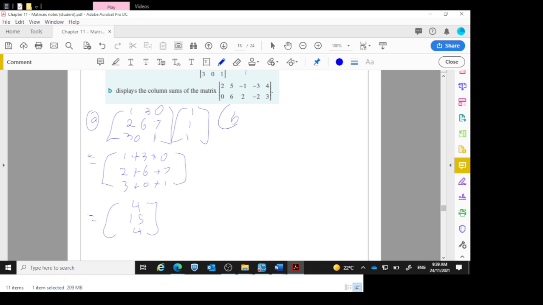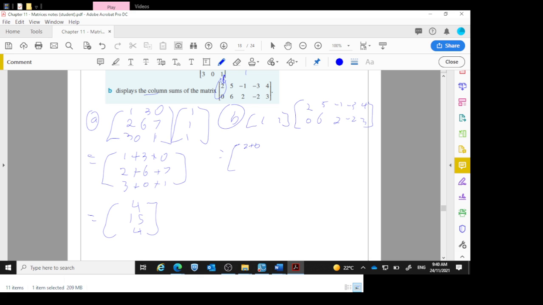Part B, we want to do the columns here. If we're doing the columns, that means we have to do the ones at the front. And there's only 2 numbers in the column, so we're only going to have 2 ones, because that will add up my column. 2, 0, 5, 6, negative 1, 2, negative 3, negative 2, 4, and 3. And then when I do that, I'm going to get 2 times the 1 plus 1 times the 0.